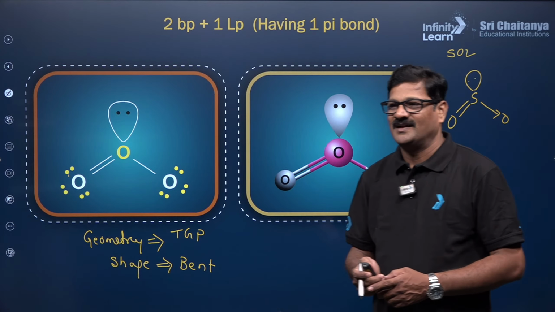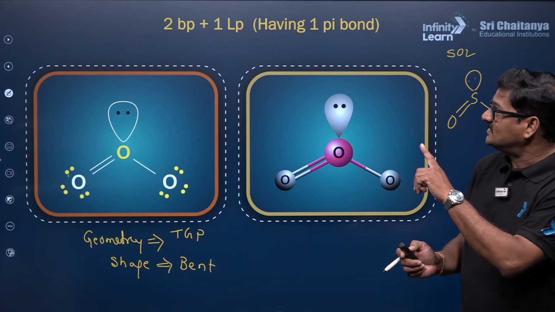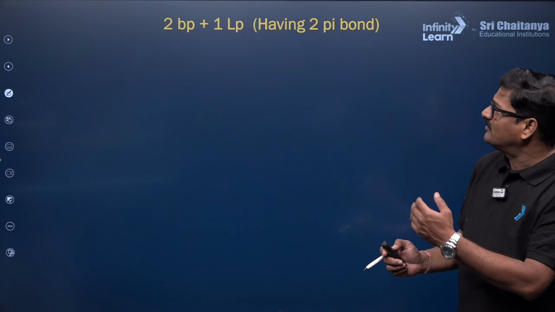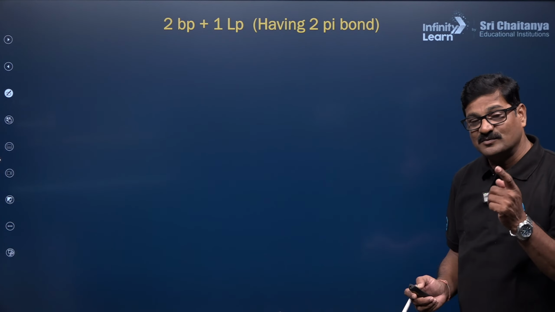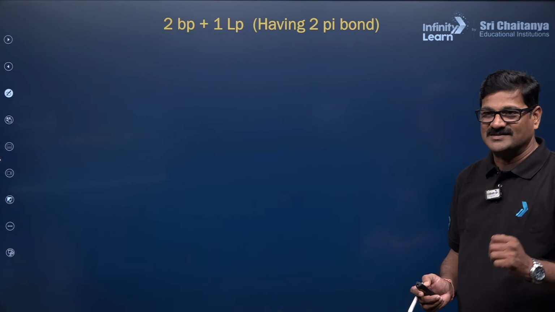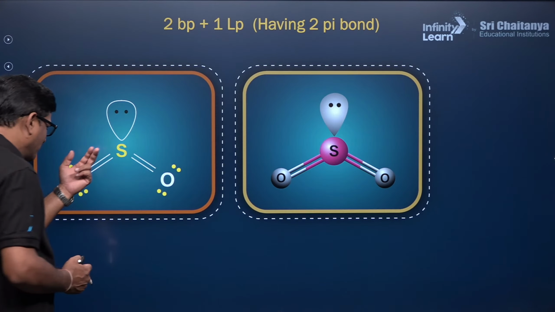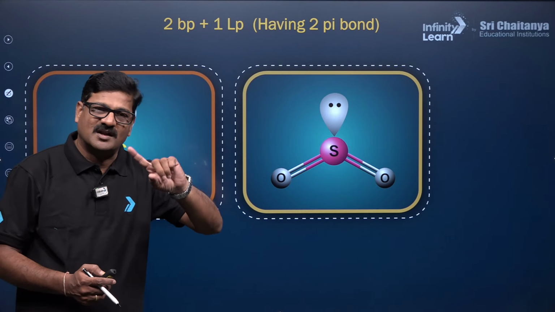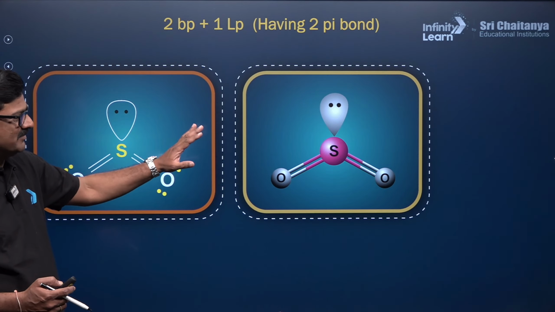Beta, any doubt? Now let us see various combinations now. 2 bond pairs and 1 lone pair. Thoda aage बढ़ना है, and 2 bond pairs, 1 lone pair having this time 2 pi bonds. So 2 pi bonds, sulfur dioxide, you can say double bond O and double bond O. You can say it has sigma and pi bonds. It is going to be again bent in shape.